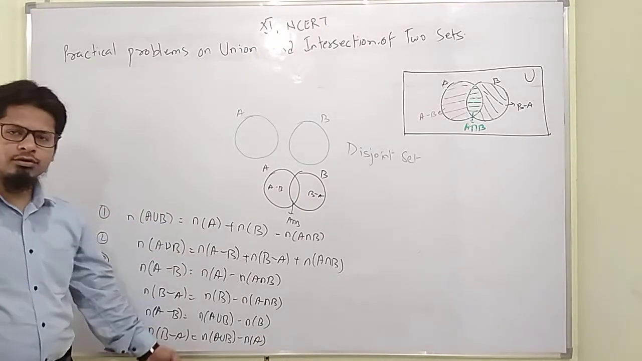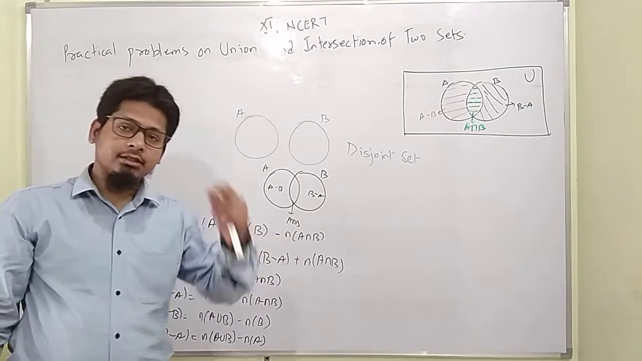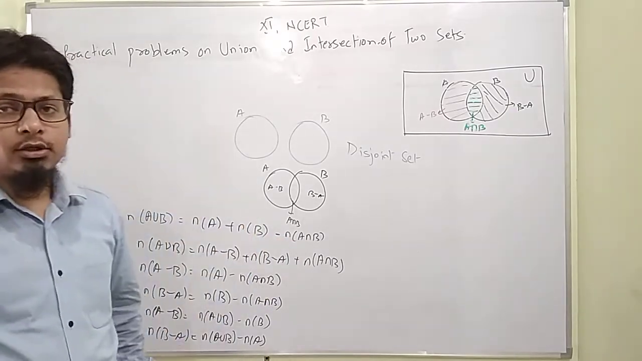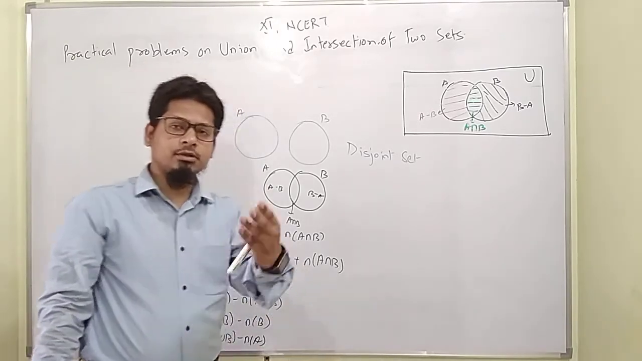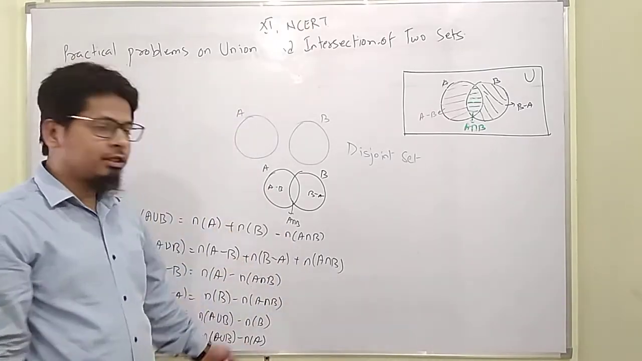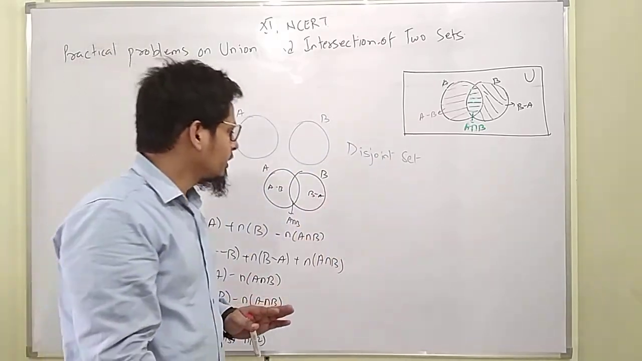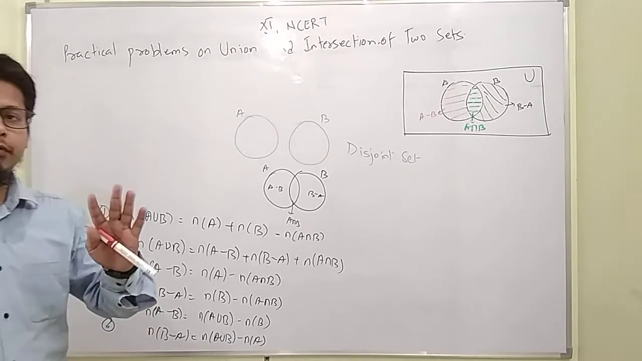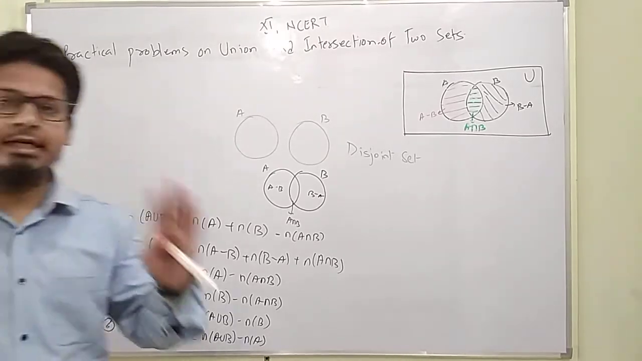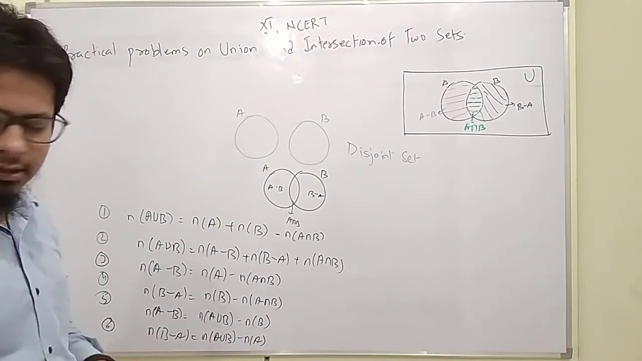Class, these are the few results. I am explaining all these results so that you do not just learn them. You should understand all these formulas, and you should also derive all these results with this figure, as I have been explaining, right? Class, another formula is there, for three sets, A union B union C. So there is another result I am writing here.